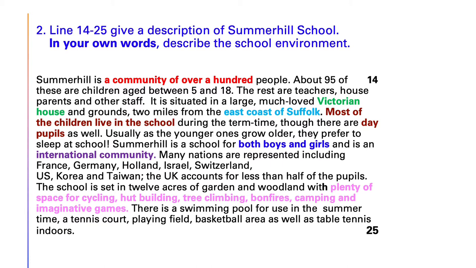First of all, a community of over 100 people. The strength of the school is important. And then, Victorian house and grounds 2 miles from the east coast of Suffolk. The location and the type of building are also important. Then most of the children live in the school during the term time, though there are day pupils as well. So, whether it's a single gender or mixed school is also an important factor.